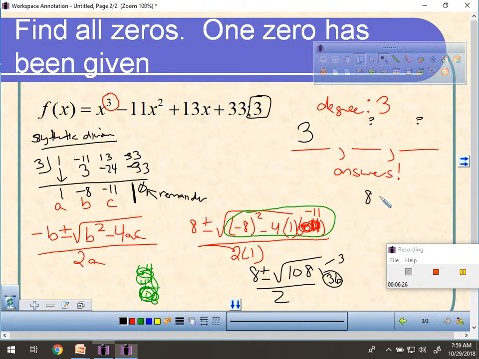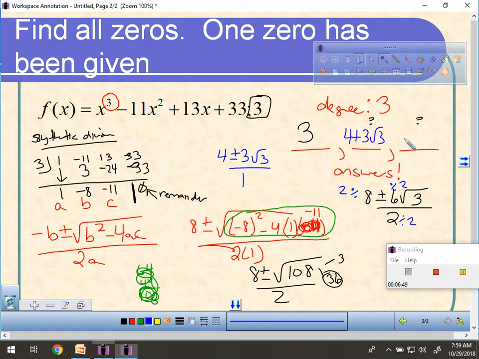So I'd have 8 plus or minus 6 square root of 3 over 2, and that's a good answer, but for the final thing, I notice I can divide everything by 2. That's right, I can divide everything by 2, and so that's going to give me 4 plus or minus 3 radical 3 over 1. So my two answers would be 4 plus 3 radical 3 and 4 minus 3 radical 3. And then 3, and then 4 plus 3 radical 3, and then 4 minus 3 radical 3. And so that will be my three answers to that. So just remember, do synthetic division, and then do the quadratic formula after that as well, and then you would get your final answer, all three of them. You're going to get three answers for this because it was a degree of 3.